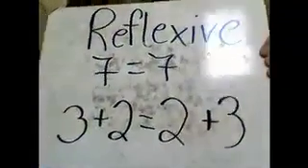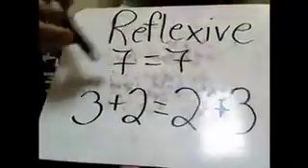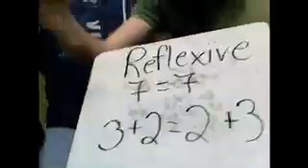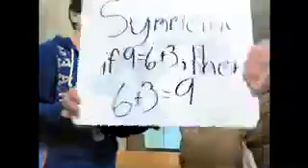Reflexive. You see 7 equals 7. 3 plus 2 equals 2 plus 3. That's a simpler property than the other ones. 2 plus 2. Next up we have symmetric.